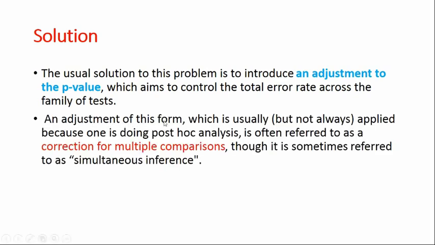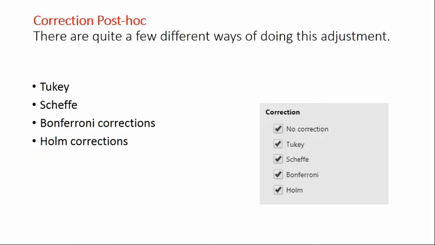An adjustment of this form, which is usually but not always applied because one is doing post-hoc analysis, is often referred to as correction or multiple comparison, though it is sometimes referred to as simultaneous inference. Correction post-hoc. Let's check in Jamovi. There are some corrections. You can check with no correction, T-test, Scheffe, Bonferroni, Holm.